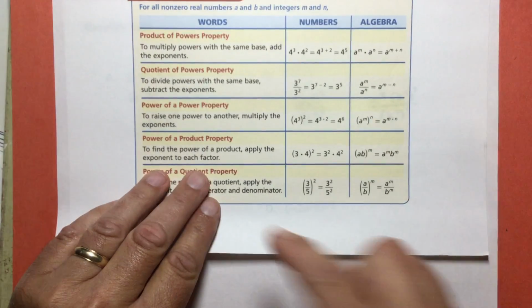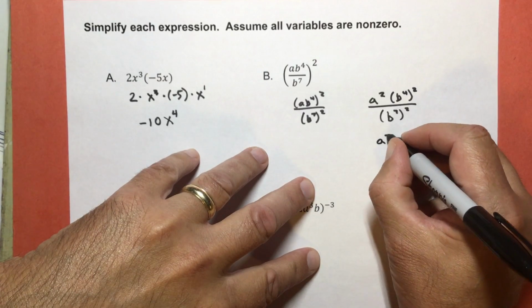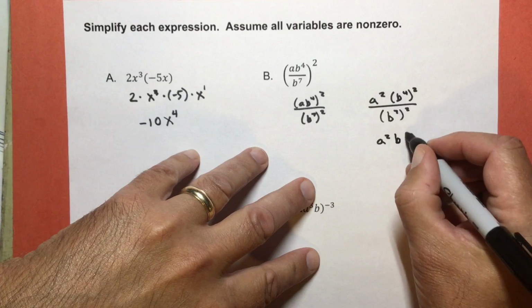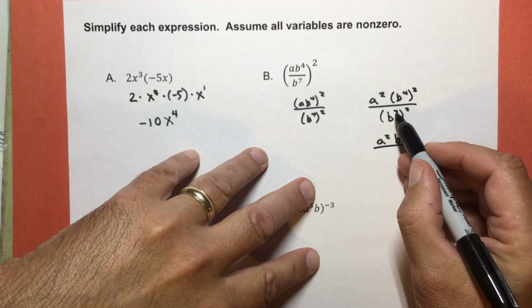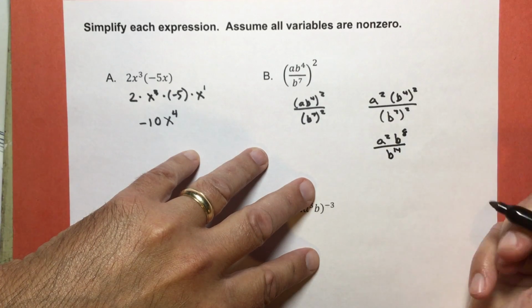Finally, I'm going to use my power of a power property. I get a to the 2nd. 4 times 2 is 8, so I get b to the 8th power. And 7 times 2 is 14, so I get b to the 14th power.